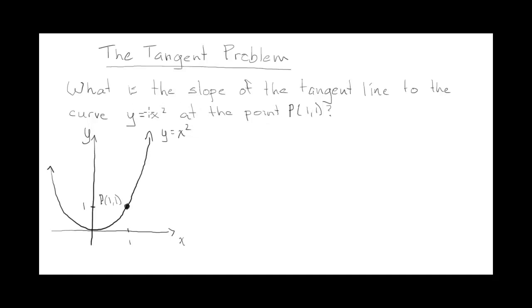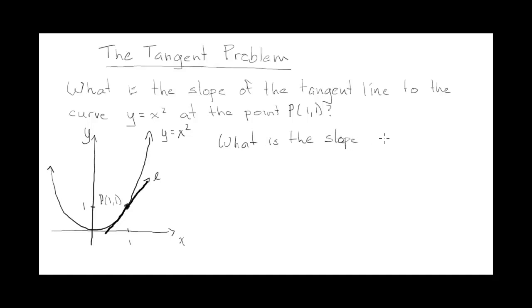Now this problem could be applied to any curve at any point, but we'll just take a fairly simple curve, a parabola, and the point (1, 1). So if we know what a tangent is, we should be able to estimate what it would look like. Just draw it. It's going to look something like that. So we want the slope of this line. So what is the slope of L?